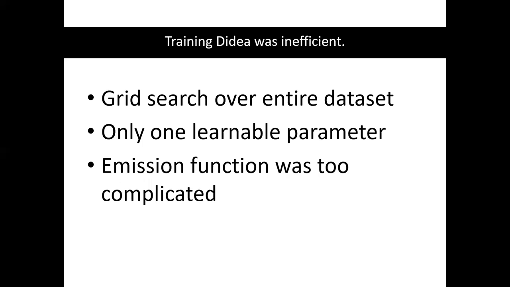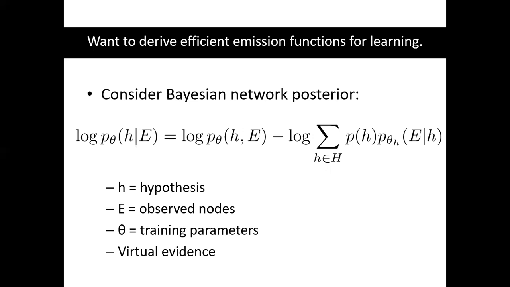So in our NeurIPS 2018 paper, we sought to rectify this. We looked for general classes of emission functions for Bayesian networks which would lend themselves to global convergence. Here we just have a general log posterior for an arbitrary Bayesian network.